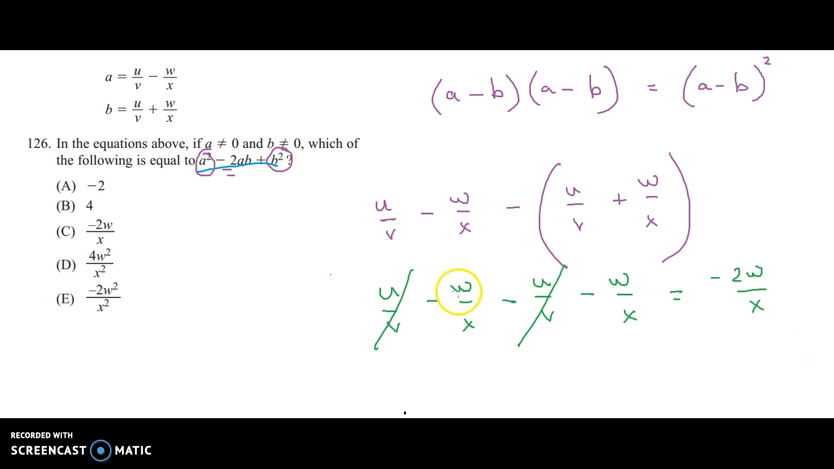Okay, now we're almost done. Be very careful, because look, there's a trap answer. C gives us negative 2w over x. But we're not done, because remember what you're supposed to do. We solved for a minus b, but we're supposed to square it. So last step is, let's square that. Let's see what we end up with. Negative 2 squared is positive 4, because negative 2 times negative 2 is 4. w squared is just w squared, and x squared is x squared. So our answer choice is D.